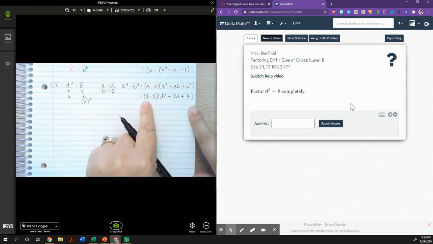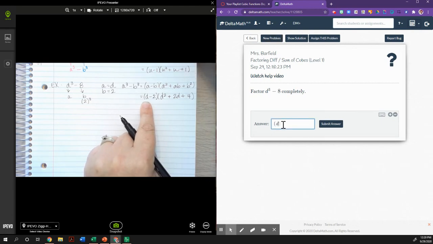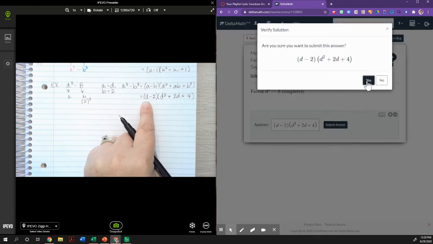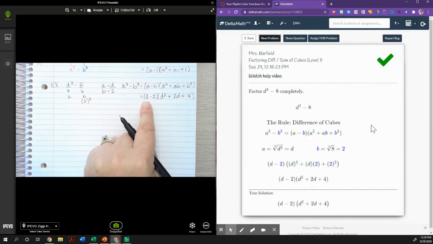And there's my answer. Okay, so parentheses, d minus 2, and then d squared plus 2d plus 4. Submit my answer, and there's my green check.